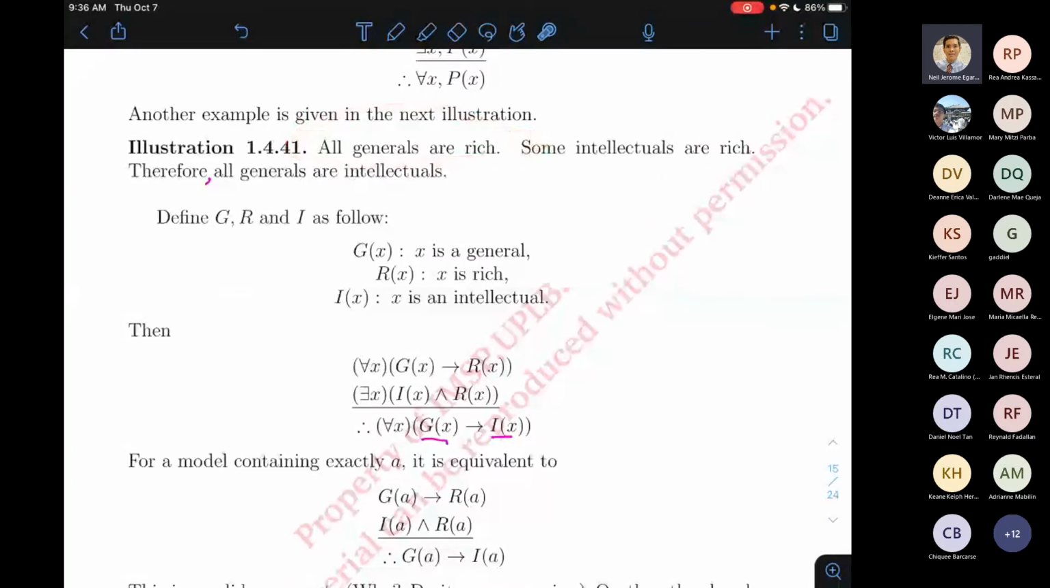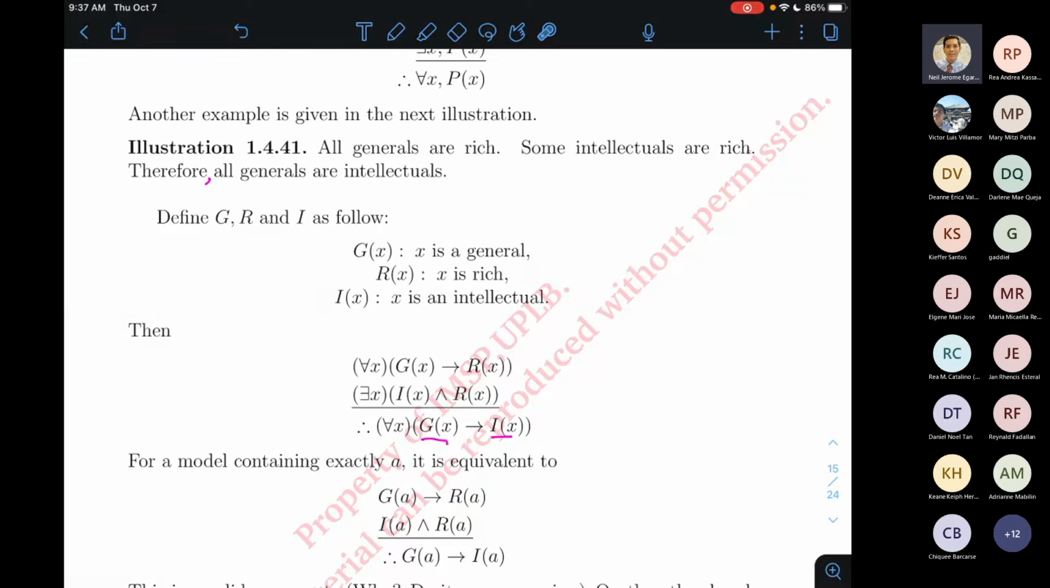So sabi dito, lahat ng general ay rich. So ibig sabihin, kapag general ka, automatic na nagiging rich ka. So ibig sabihin, it is sufficient that you are a general to imply na ikaw ay rich at the same time. So, ibig sabihin, si G ay sufficient para mo-conclude na si R ay totoo.